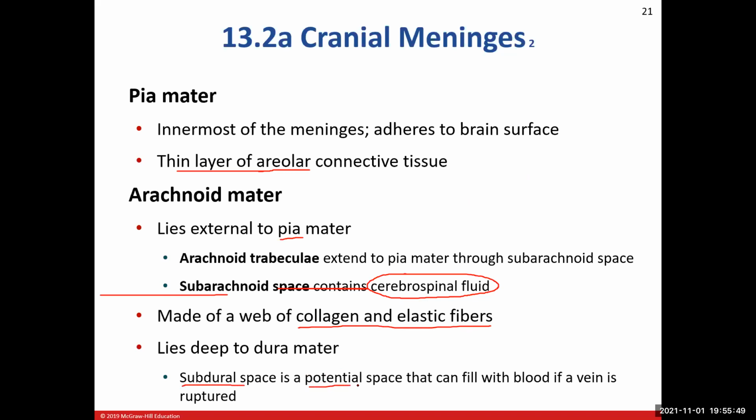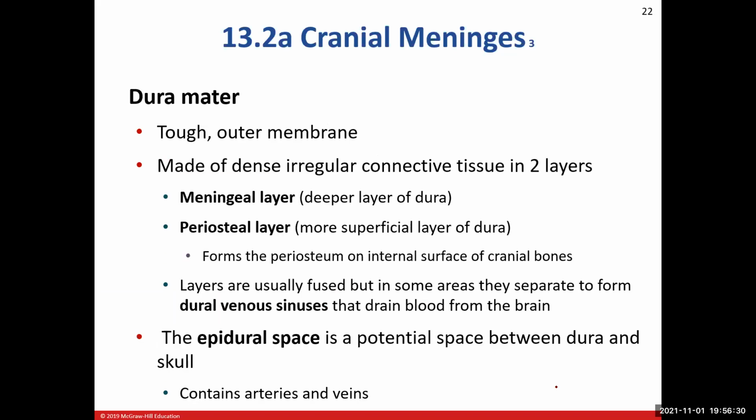Potential space meaning it should not be in existence unless some sort of trauma has occurred. So if you take a blow to the head, since we're talking about the cranial meninges, say you're riding your bike without a helmet, you fall off the bike, you hit your head, and you damage one of the blood vessels here in the cranial meninges, and that blood vessel bleeds into the subdural space. It will fill up with blood if that blood vessel is damaged. So it's a potential space until some sort of trauma occurs, and then it becomes an actual space because it's filling up with blood.